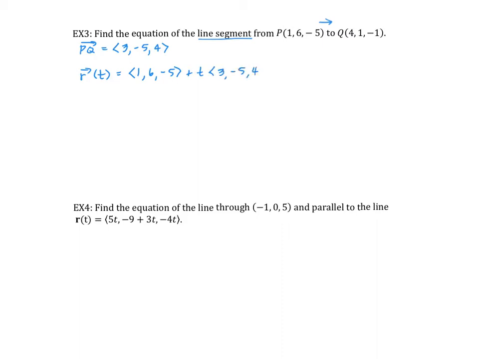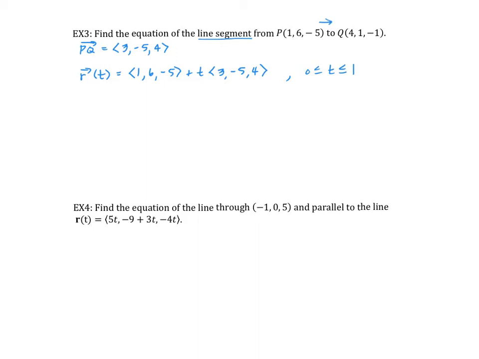negative 5, 4. Now remember, this is a line segment, not a complete line, so my t values are not going to go from negative to positive infinity. I have to figure out my starting t value. Notice that if t is equal to 0, I am at my starting point. And when t is equal to 1, I'm at the point 4, 1, negative 1. Well, let's just say that I couldn't see that. How would I algebraically solve for those t values?